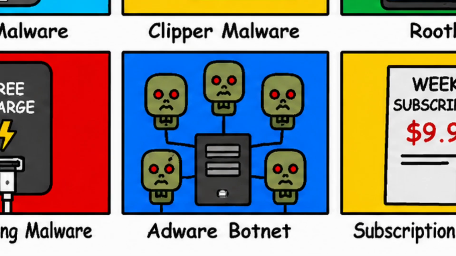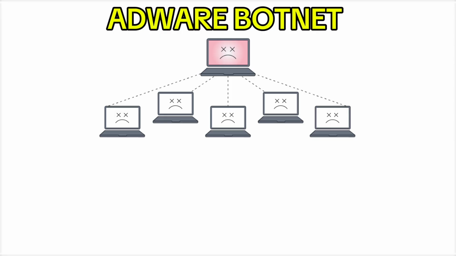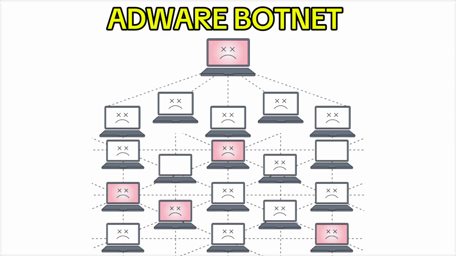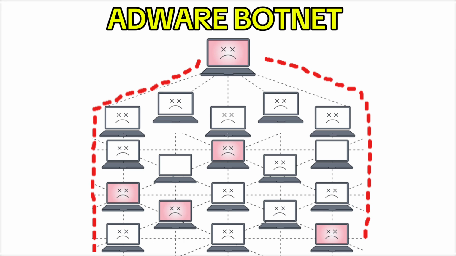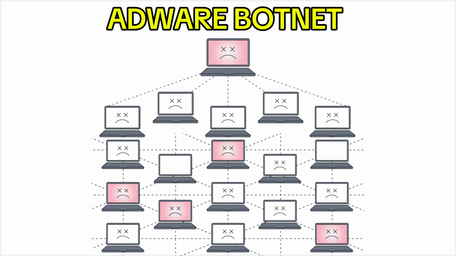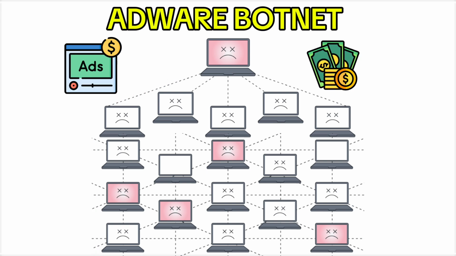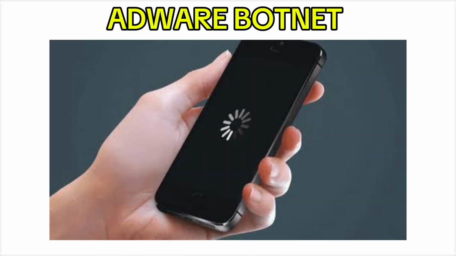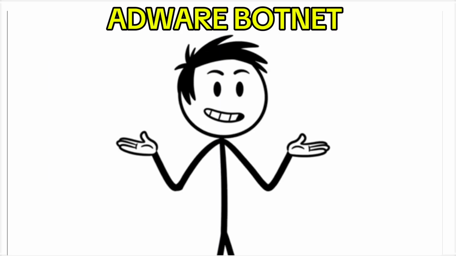port. Adware botnets. An adware botnet is when your phone becomes part of a larger criminal network without you knowing. The malware on your phone connects to thousands of other infected phones. Together, they are used to click on ads automatically and make money for hackers. Your phone is being used as a tool while you sleep. This drains your battery, uses your internet data, and slows your phone down. You are essentially working for a criminal, and you do not even know it.